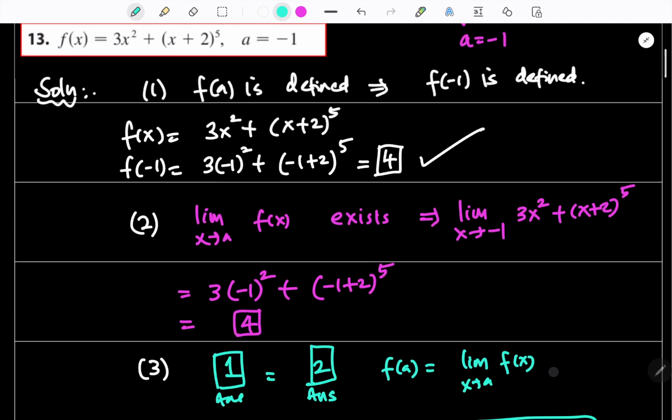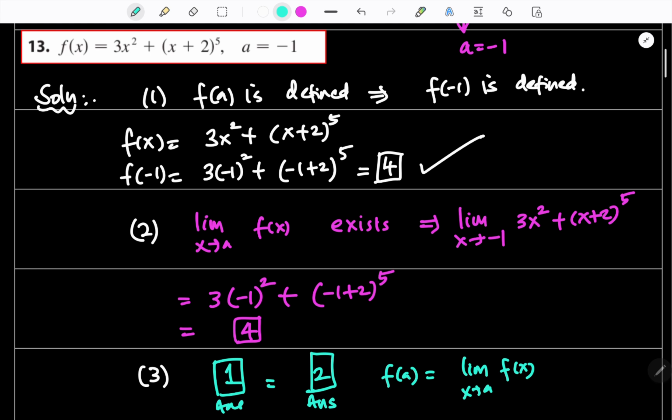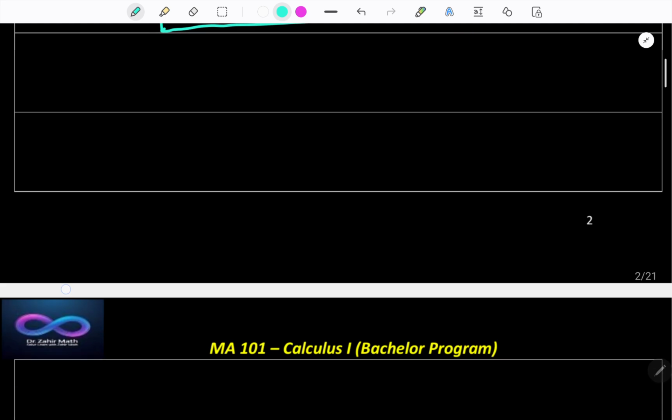Clear, everybody? So you are going to think of 3 conditions. f of A is defined. What is the meaning of defined? You have to get the answer. That is called defined. And the limit exists. What do you mean by limit exists? You have to get the answer. What is the answer? Some value other than infinity. Keep in your mind.